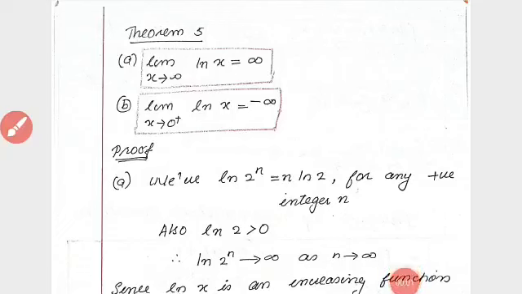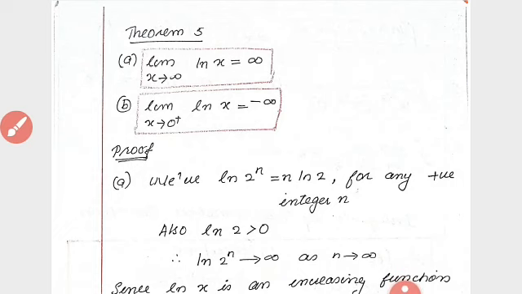Hello dear students, let us prove a theorem and then let us graph the ln of x. So the theorem has two statements. First one, limit x tends to infinity, ln of x is infinity, and limit x tends to 0 plus, ln of x is equal to minus infinity.